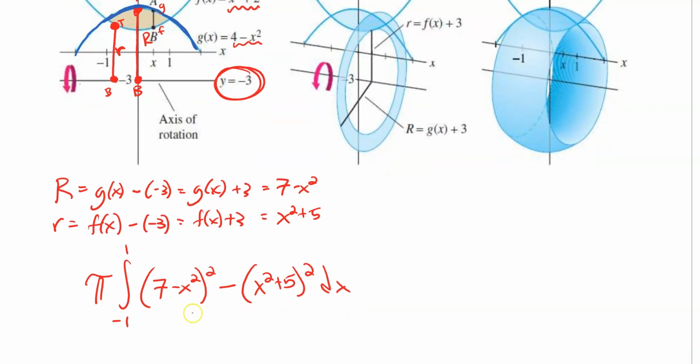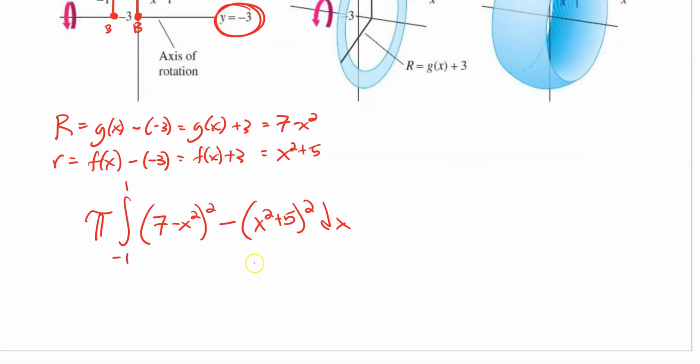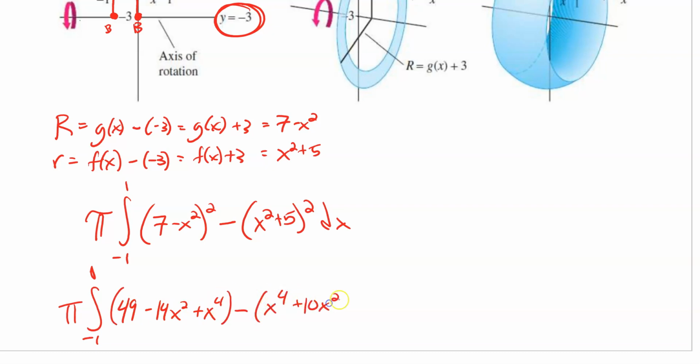And you would have to, in this case, FOIL both of these and combine like terms. So I'm just going to get you to that point. I'm not even going to find the antiderivative because you guys can do that. You're really good with this stuff. So 49 minus 14x squared plus x to the 4th, minus the quantity x to the 4th plus 10x squared plus 25, dx.